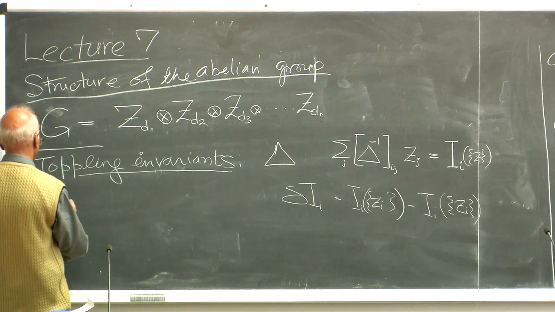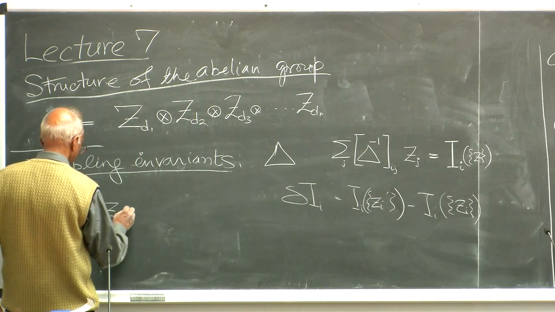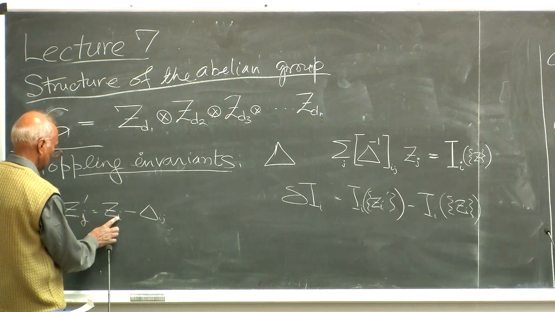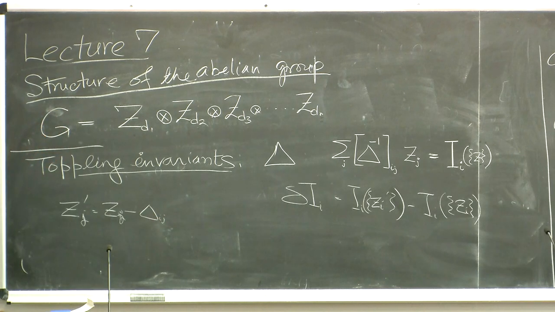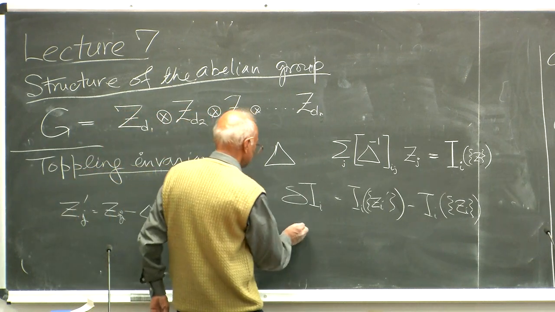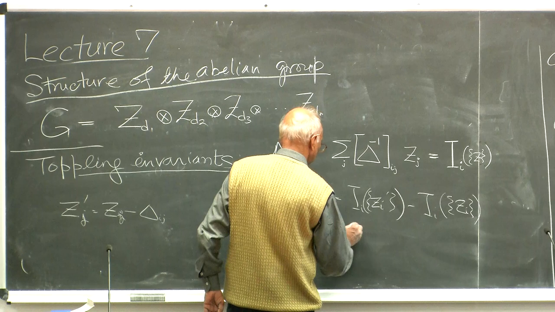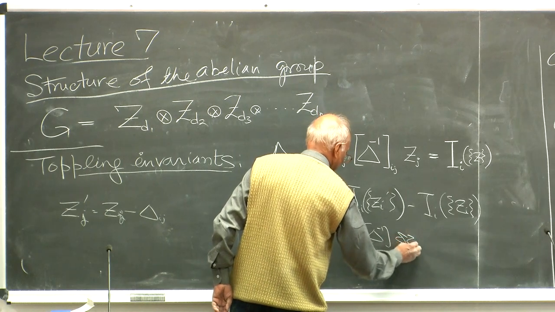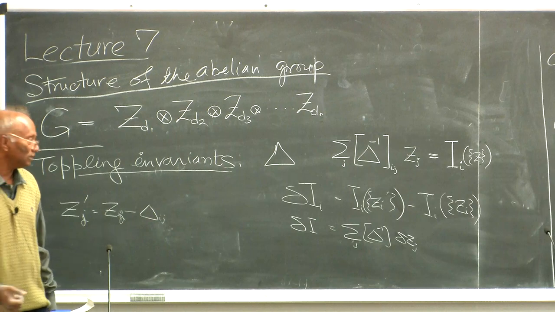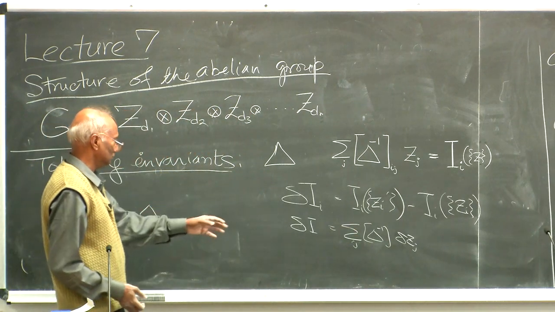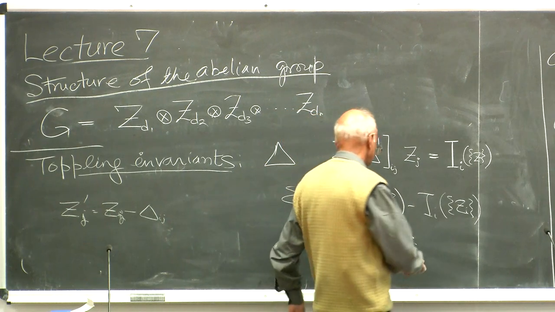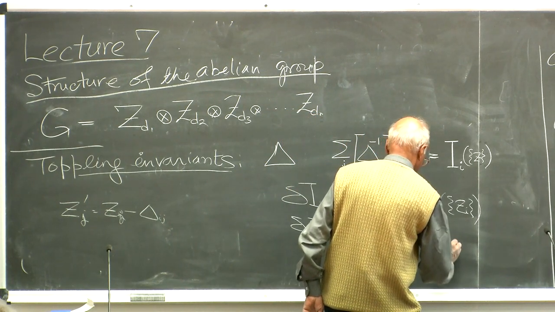So I know how much the z changes, because z prime_j was equal to z_j minus delta_ij. On toppling at i, z_j changed like this. So I topple at site i, and all the z's will change by this. So the delta I will be equal to the summation over j of delta inverse times delta z_j. This delta z_j is this matrix delta, no? So it only changes by integers, always an integer.